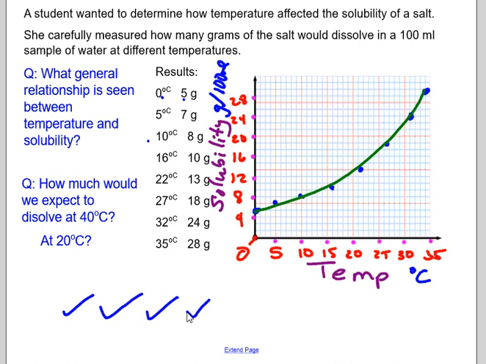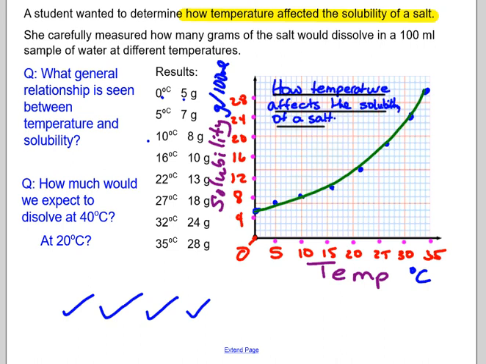What I need now is a title. A good way to help figure out the title, you could use the general pattern, but I could also take a look at the description of the lab. In the description of the lab, the point was to determine how temperature affected the solubility of a salt. So I've decided to use that as my title: how temperature affects the solubility of a salt. It is a good description that anybody could now look at that title and understand what the shape of the graph tells you. You can very clearly see that as the temperature goes up, the solubility also goes up.